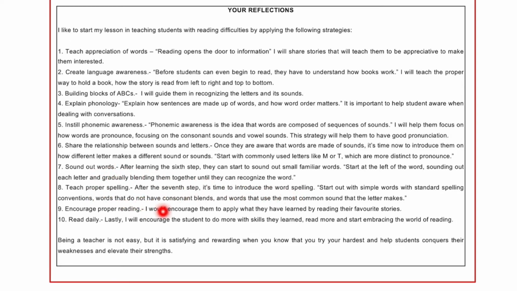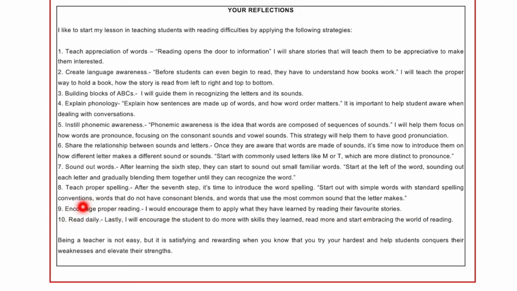So, after dito sa pag-sound ng mga words, they were able to practice the sounding of words. Papasok na dito yung proper spelling. Okay, we are going to teach them with the proper spelling. So, after the seventh step, it is time to introduce the word spellings. Start out the simple words with the standard spelling conventions. Words that don't have consonant blends, and the words that use the most common sound that the letter makes.